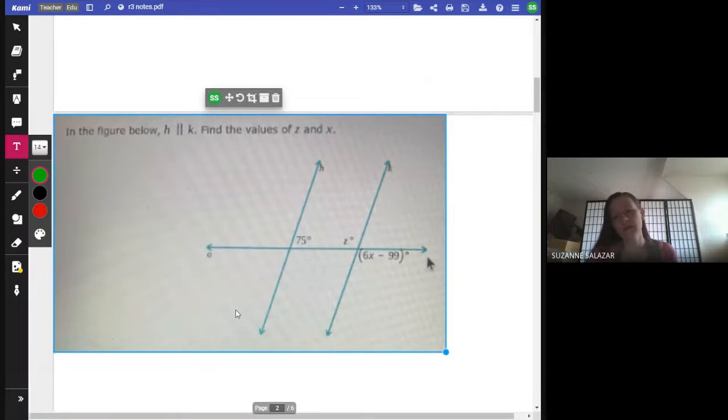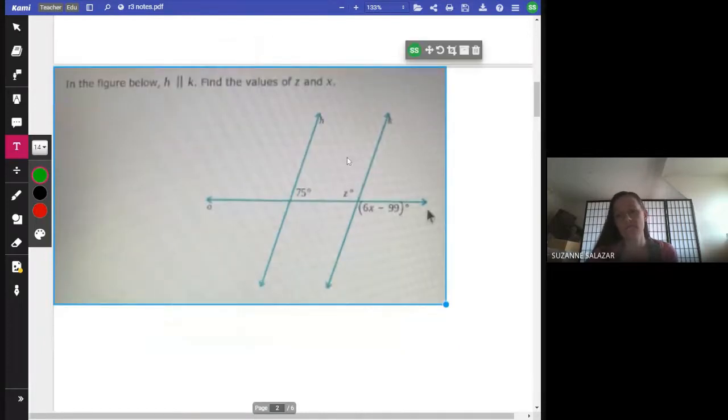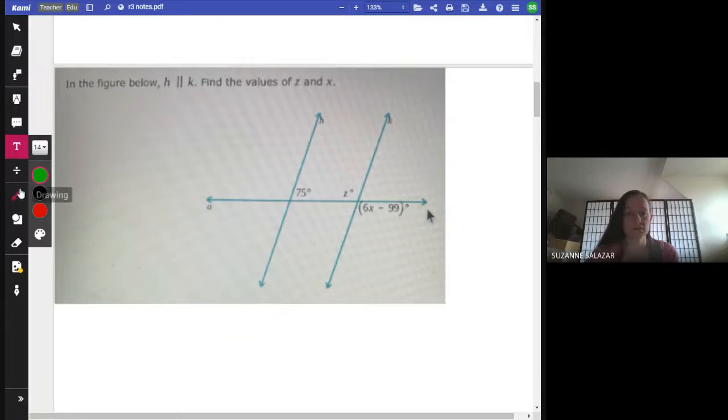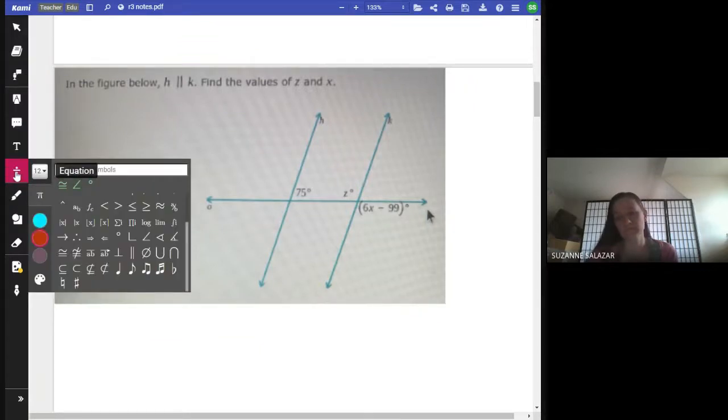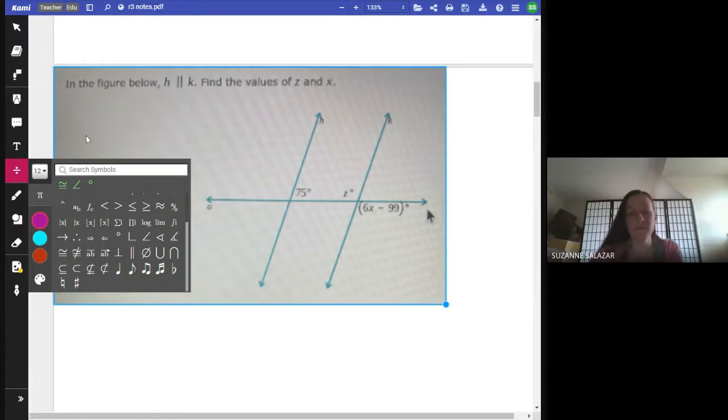Now this one is another solution problem. You want to find the values of z and x. So let's stop using Christmas colors. It's not Christmas anymore.